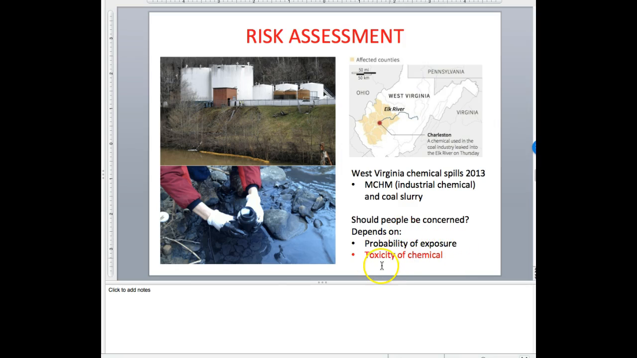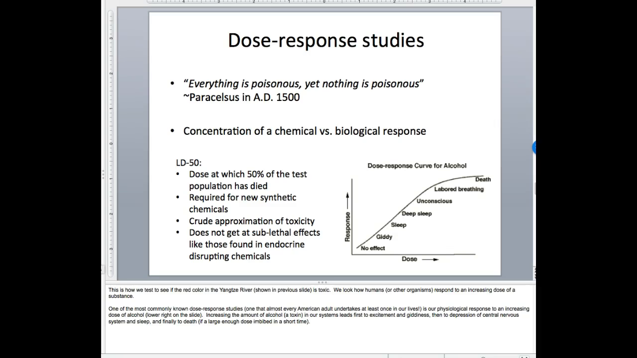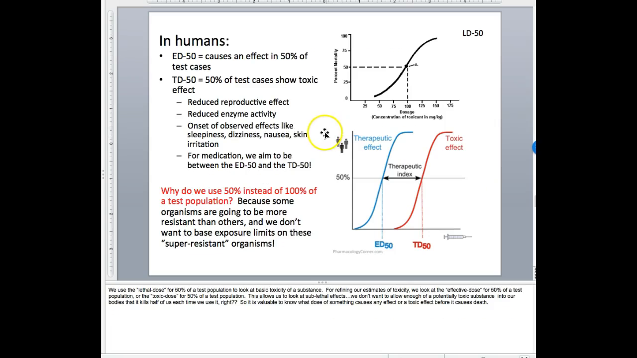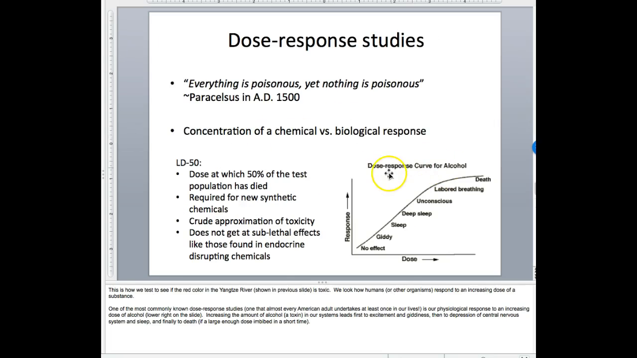And then, of course, we have to figure out the toxicity of the chemical. So we do that typically by what we call dose-response studies. And this is basically the concentration or dose of a chemical versus the biological response. And for most chemicals, they can be poisonous or contaminants at one level and not at another dose. And you need to figure out where that dose is that is dangerous for humans or for other organisms.